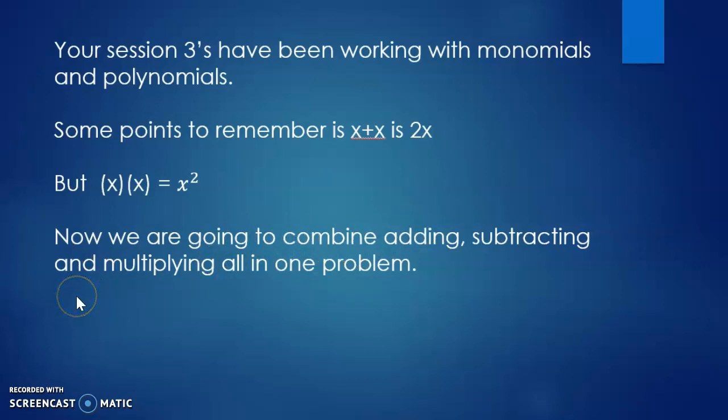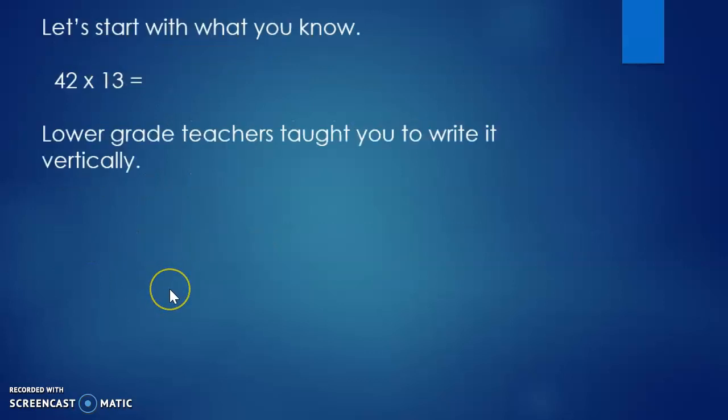So the first one of the Session 3s was adding monomials and terms, combining like terms. The second one was subtracting terms, and now we're going to learn how to multiply. You learned how to multiply a term by a term. Now you're going to do what's called a 2 by 2. So we're going to start with what you know.